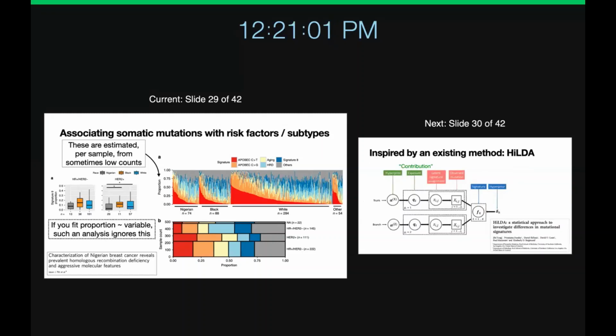So here, this study wanted to associate it with race. So with women from the Nigerian study and women in the American study stratified by their self-reported race. So you see those bars, they're making comparisons across these amounts of a signature 8. So how much of signature 8 was there?